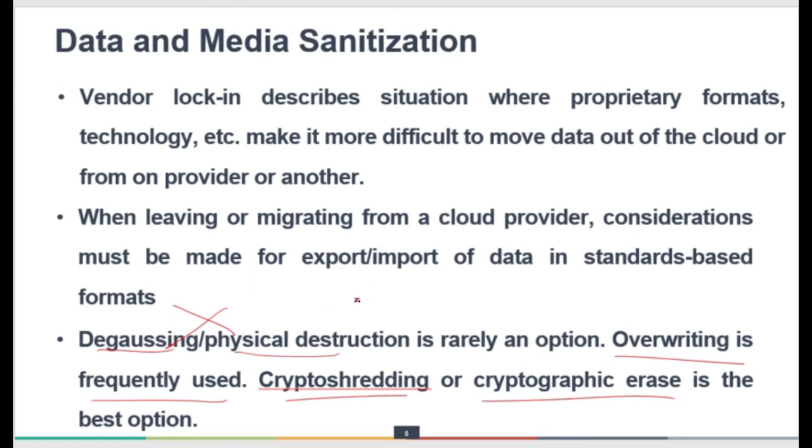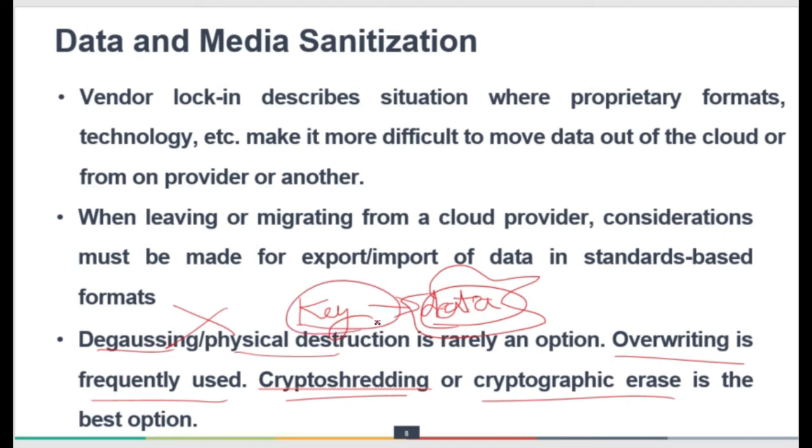So what we do here, for example, we have the data in the cloud, okay, and this data is supposed to be encrypted with the key. Okay, and this key will be erased if you want to sanitize this. And once this key is erased, because this data is encrypted with the key which has been erased now, this data becomes unusable. So that is the best option for the cloud.